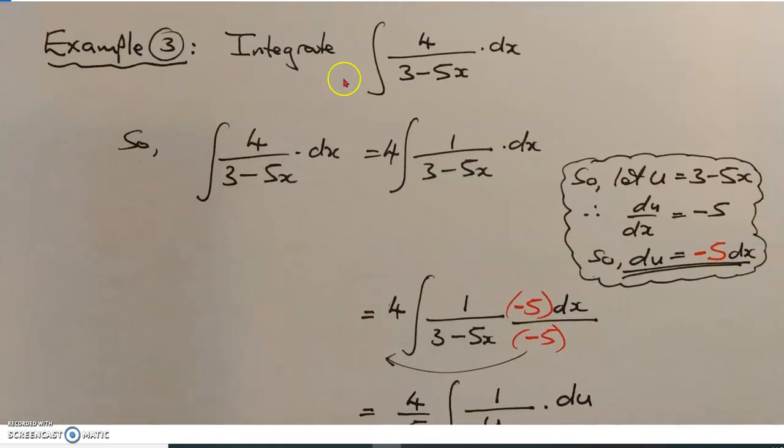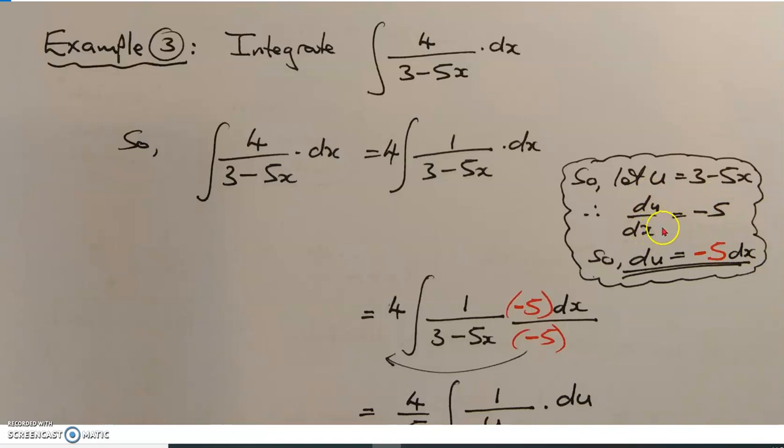Well, the first thing you need to do is to move this 4 outside the integral sign. There. What have we got left? Well, we've got 1 over 3 minus 5x. Well, again, this is very close to 1 over something, and we have to let u equal this denominator. So that's what I've done there. Let u equal 3 minus 5x. So if we differentiate, we get minus 5. So du by dx is minus 5.